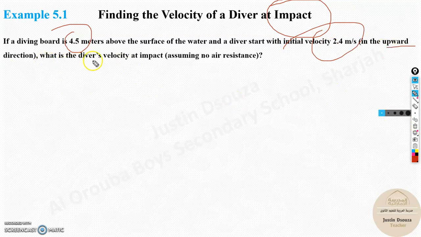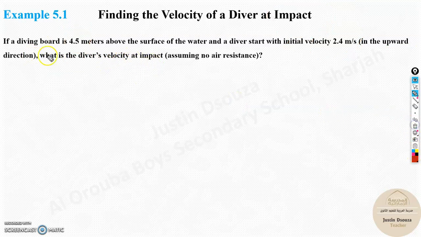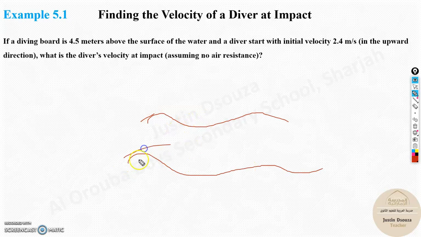What is the diver's velocity at impact? Now a person is diving from a diving board into the ocean, off the boat. So that is what he's doing. He's already up above, the waves are going like this. He's up above over here, maybe at 4.5 meters.